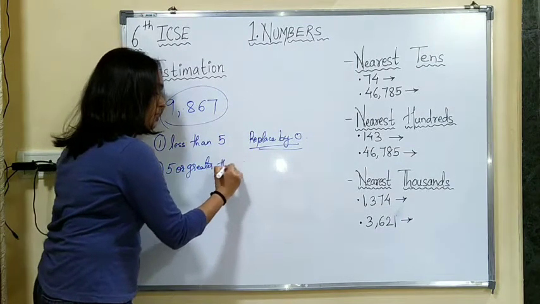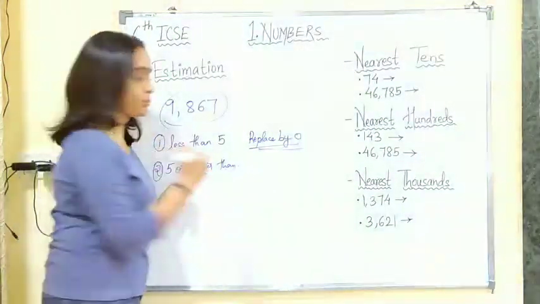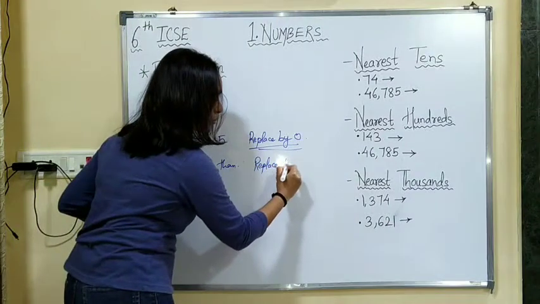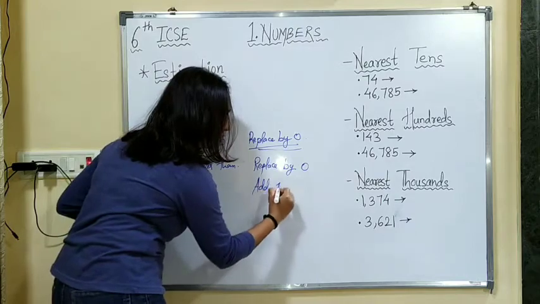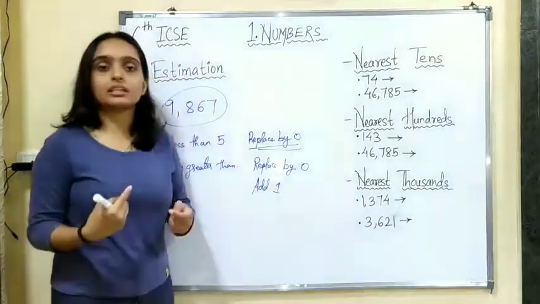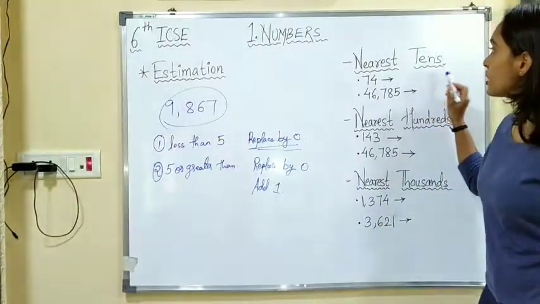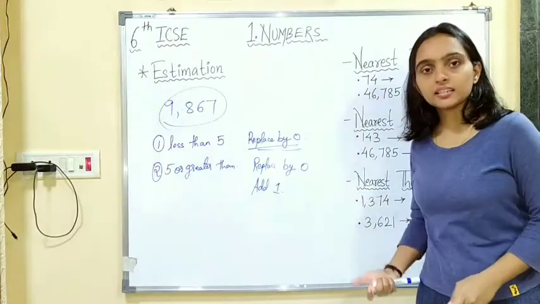But the second rule says if you have a number 5 or greater than 5, then what do you have to do? We have to replace that digit by 0 first and add 1 to its preceding number. Now here we are going to study estimating a number to the nearest tens, nearest hundreds and nearest thousands.